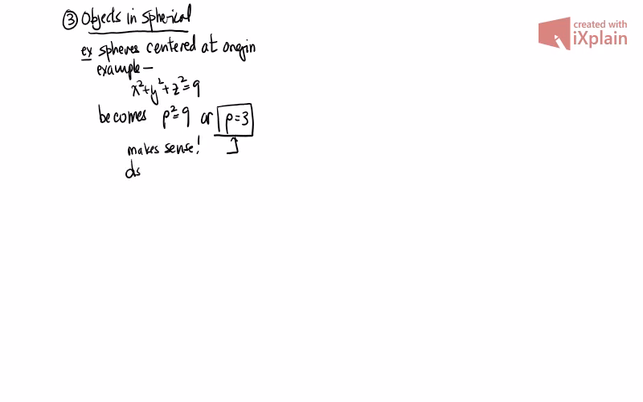Distance from origin is 3, any direction. So second example. Let me just draw a really quick picture up here. So this is the standard sphere that we know and love right here. Radius 3, right there.